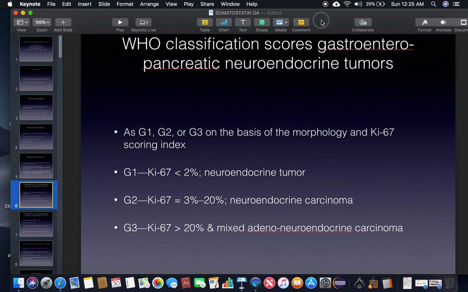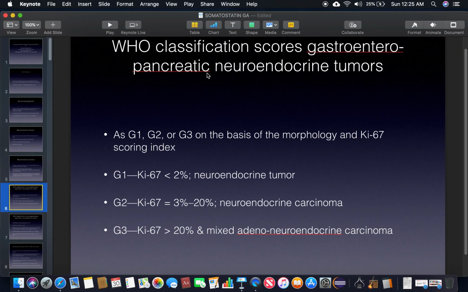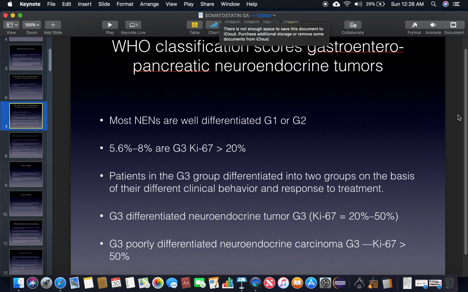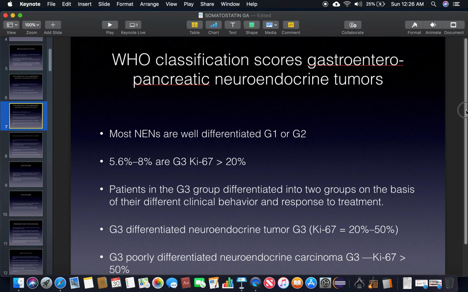Now, the WHO classification of gastroenteropancreatic neuroendocrine tumors is based on the morphology and Ki-67 scoring index. They are divided into three. G1, where Ki-67 is less than 2%, then G2, where it is 3 to 20%, and then G3, which is more than 20%, and this is a mixed adeno-neuroendocrine carcinoma. I will be talking a little more about this later. Just wanted to give you a brief introduction about this topic.